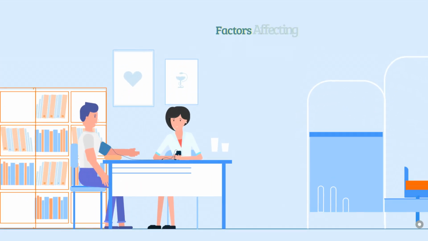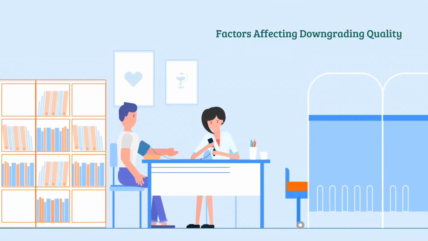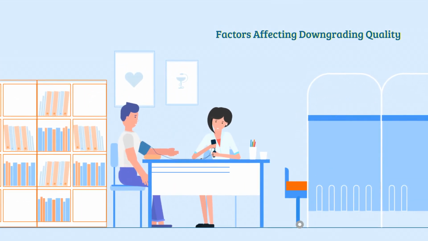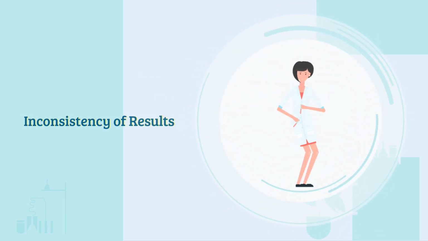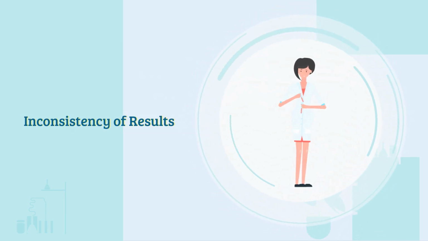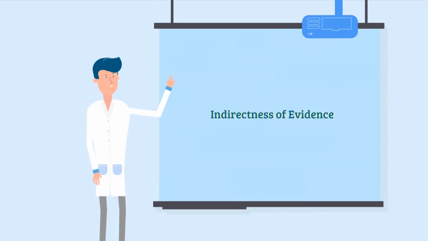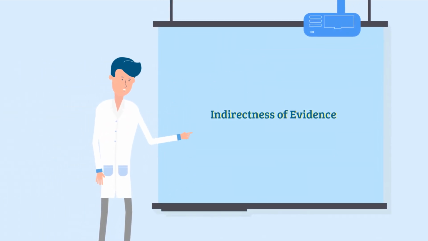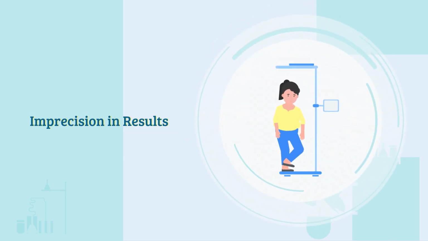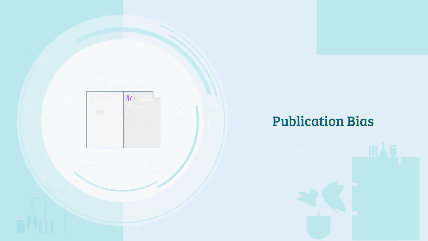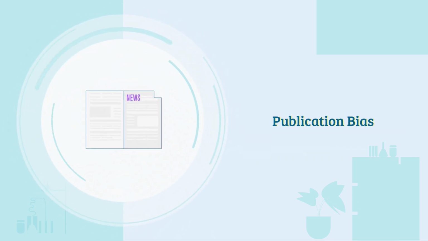The quality rating can be downgraded for risk of bias in the study methodology. Inconsistency, where there are widely varying results across different studies. Indirectness, meaning the evidence doesn't directly answer our clinical question. Imprecision, where the results have a wide margin of error. And publication bias, where studies with positive results are more likely to be published.